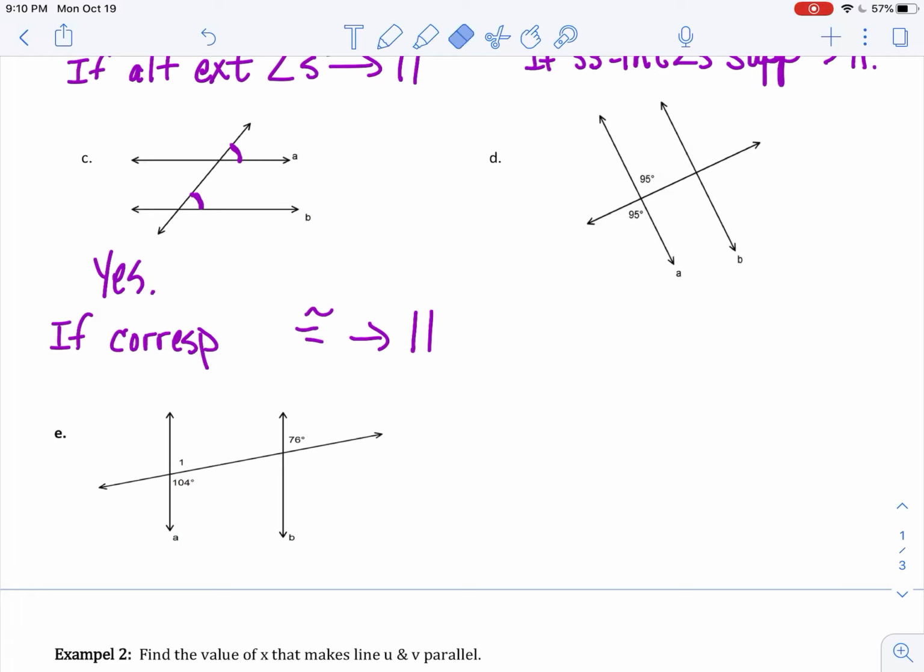All right, so determine what kind of angle pair relationship you have happening in your picture. And if it's one of the types we learned about in section 3.2 and it's holding true, then you're going to have those parallel lines.